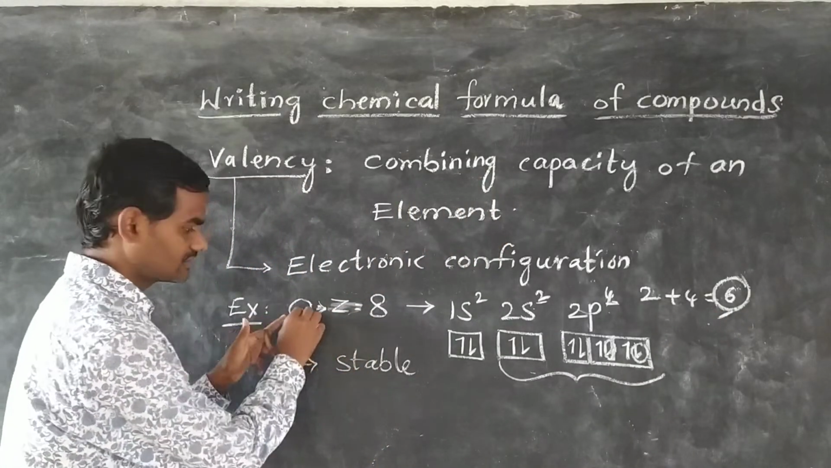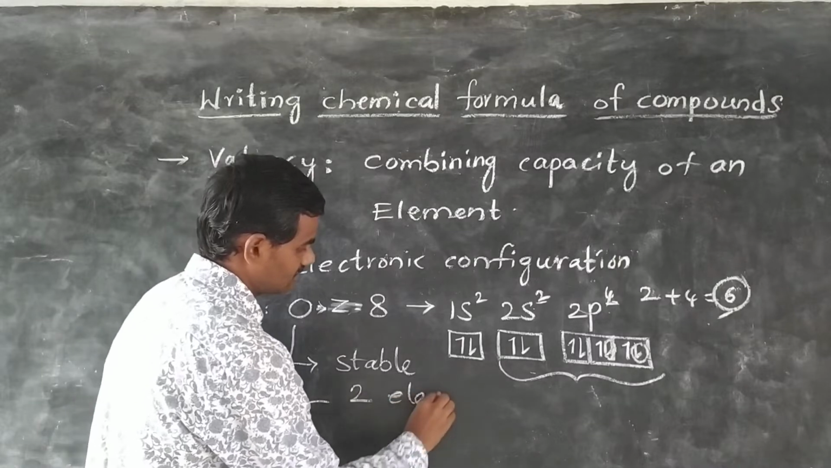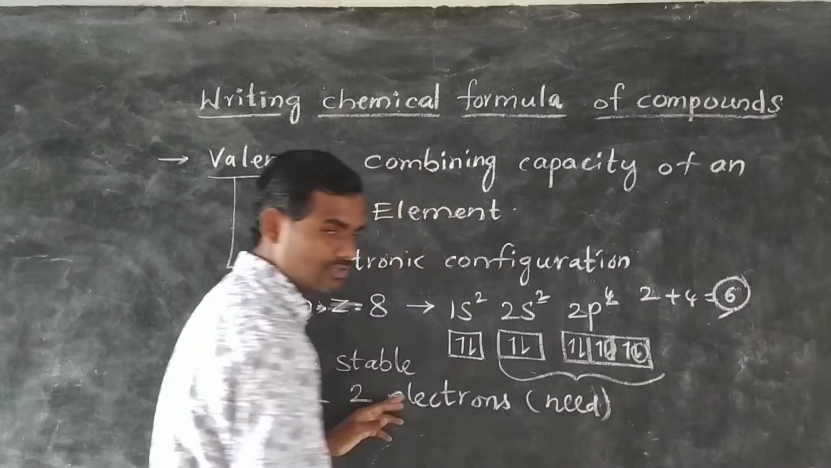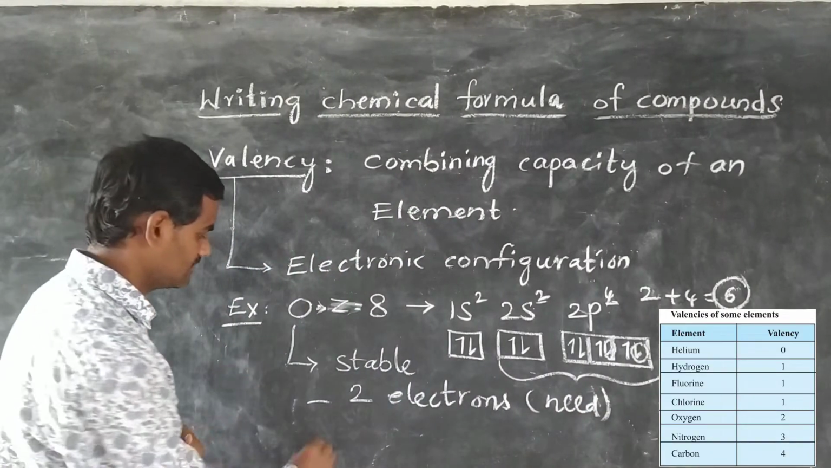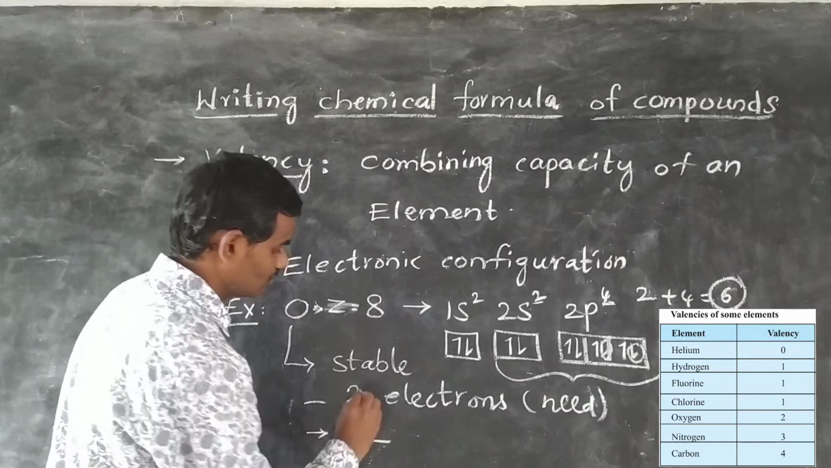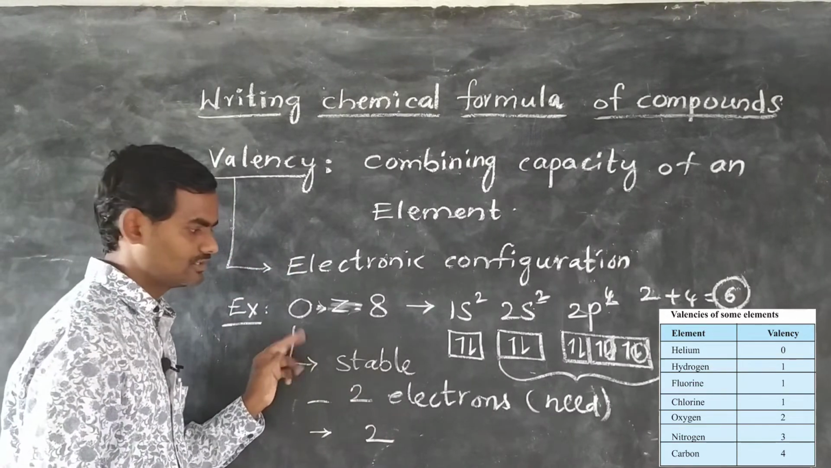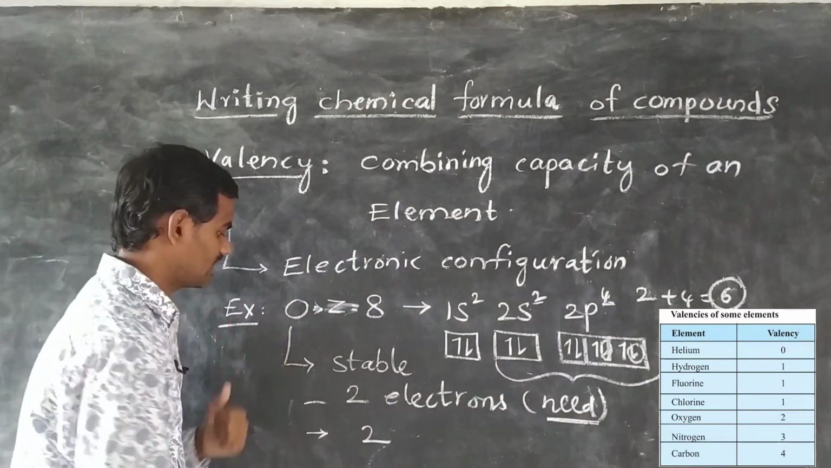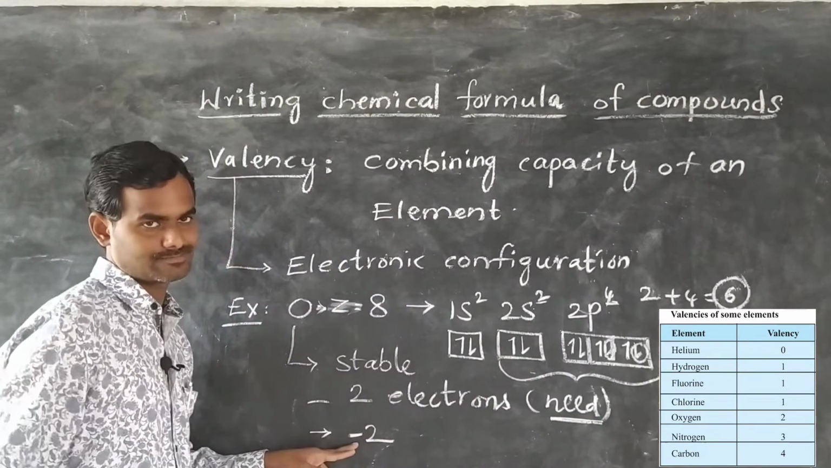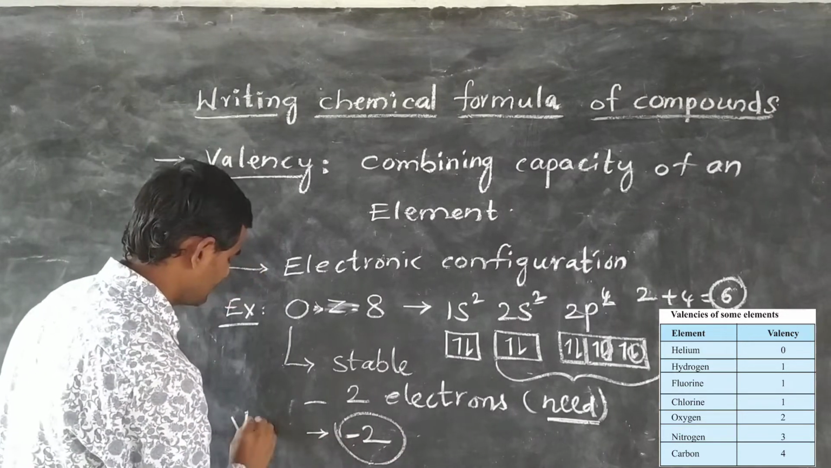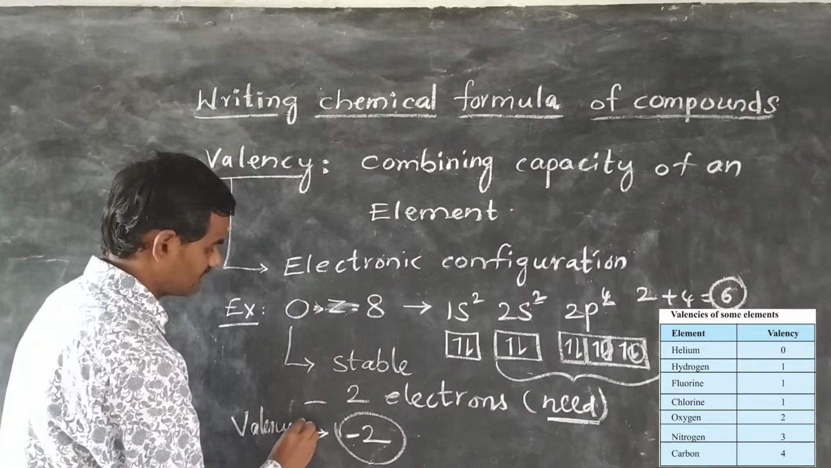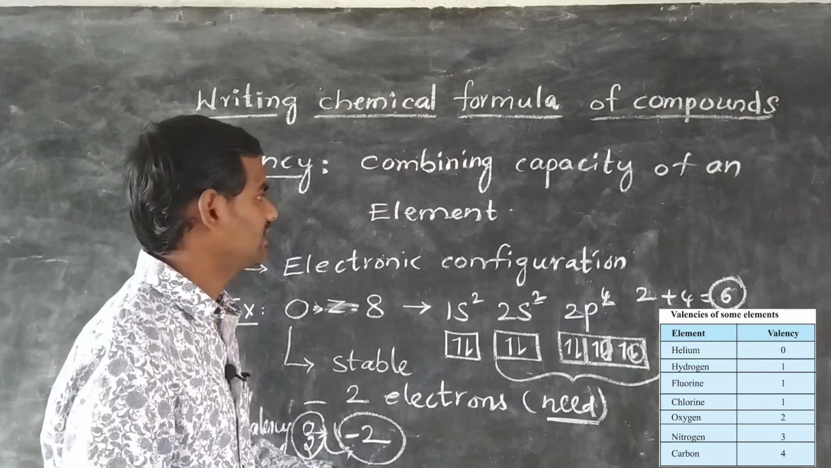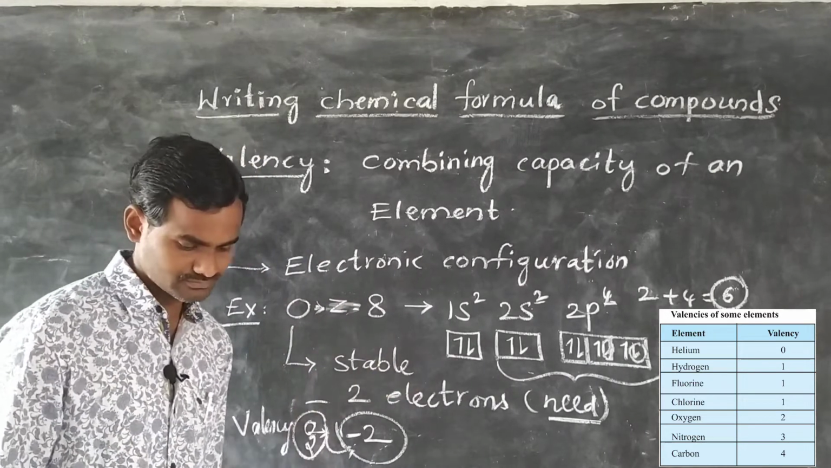So this oxygen needs 2 electrons, so the valency of oxygen would be 2. As it gains 2 electrons, it is represented with a minus. So the valency of oxygen is minus 2. This is the way of writing valency for any element.